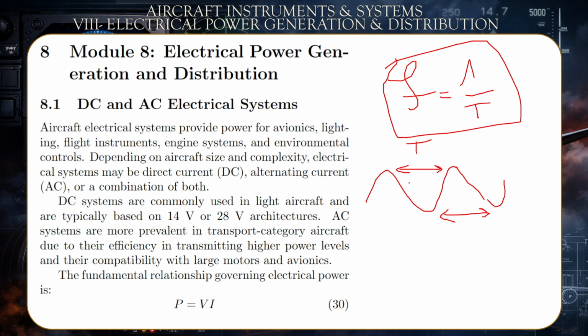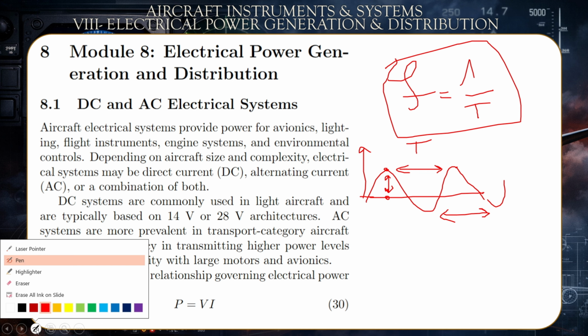So this is one of the characteristics of the alternating current, the frequency and the amplitude. The amplitude is the distance from the reference horizontal axis to the peak of the sine wave of the power signal, or I'm sorry, the current signal. So DC systems are commonly used in light aircraft.